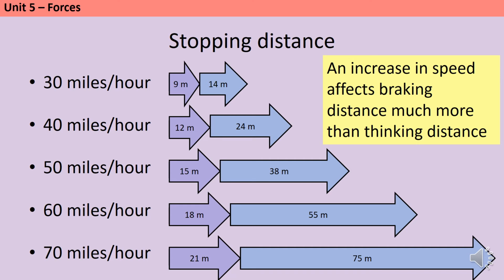If we now look at the braking distances instead, we can see that this is not a directly proportional relationship. The braking distance for 30 miles an hour of 14 metres is about 1/4 of the braking distance for 60 miles an hour of 55 metres. So one thing that we can say is that an increase in speed has a much bigger effect on braking distance than thinking distance. We can also explain why this is by looking at kinetic energy.